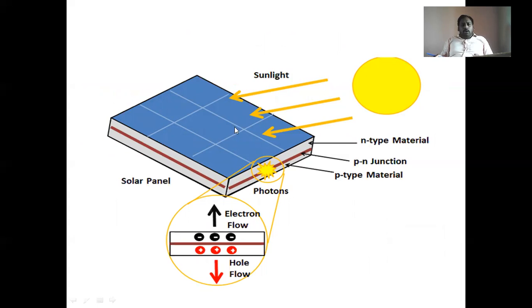This is a simple PV cell here. This is the sunlight emitted from the sun. And what happens when sunlight is emitted from the sun is that electrons flow.